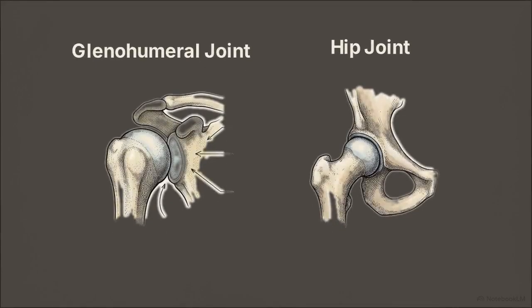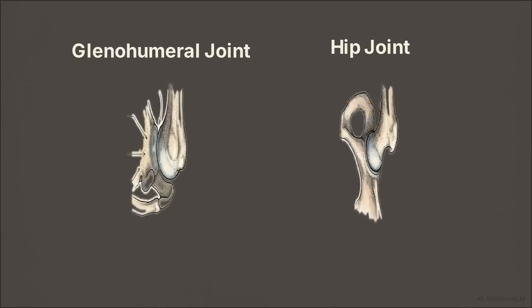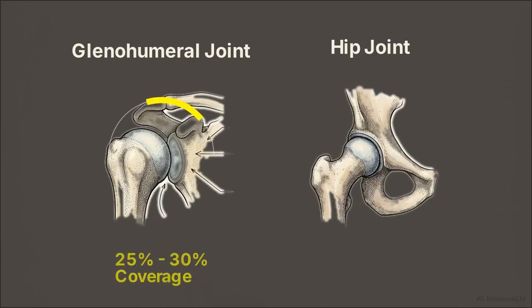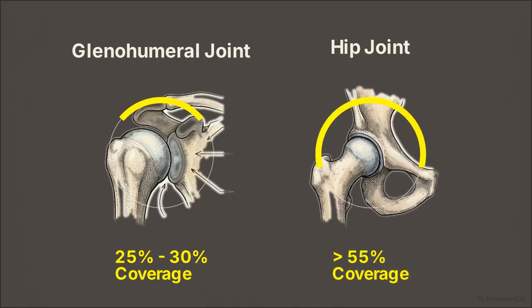These are the glenohumeral and hip joints, stripped of soft tissue. They represent the endpoints of bony congruency. The shoulder features a shallow, pear-shaped socket called the glenoid fossa. Compare that to the deep, cup-like acetabulum of the pelvis. The math highlights the structural discrepancy. The glenoid fossa only covers about 25 to 30% of the humeral head at any given time. The hip socket covers more than 55% of the femoral head.